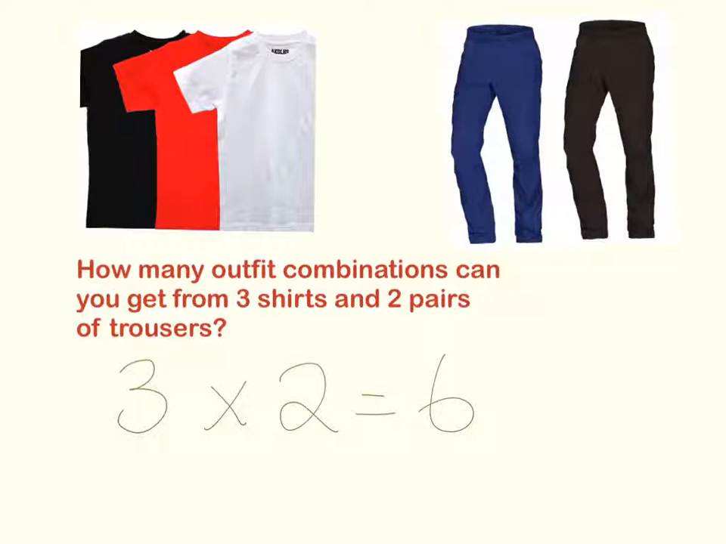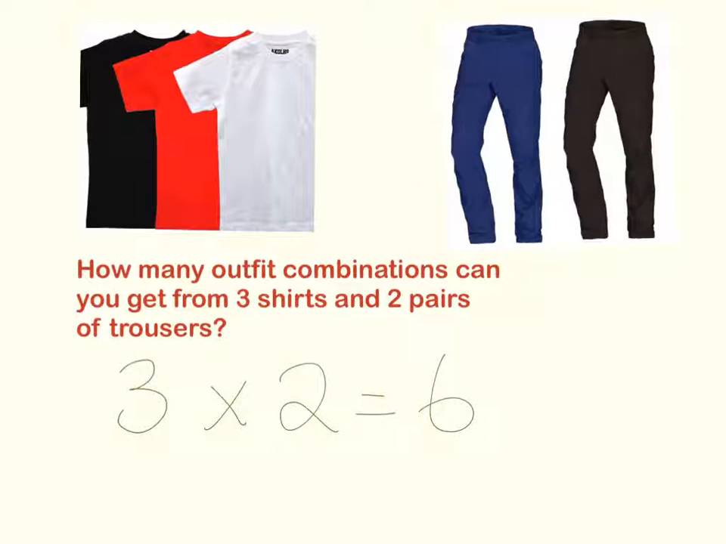In this example, we've 3 coloured t-shirts to wear. So we have black, red and white. With 2 choices of trousers, we have blue and we have black. If we think about it, we have 3 choices for our t-shirts and we have 2 choices for our trousers. So 3 multiplied by 2 gives me a total of 6 choices.